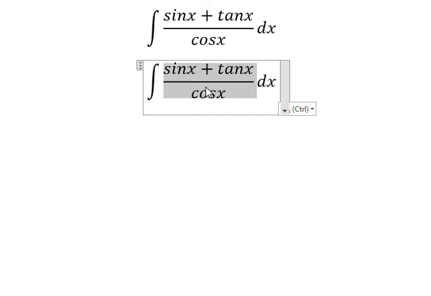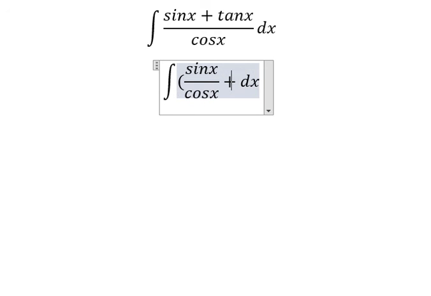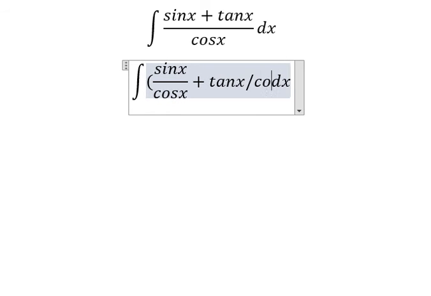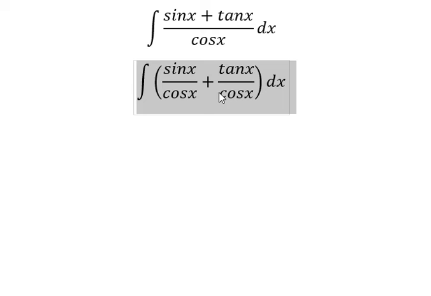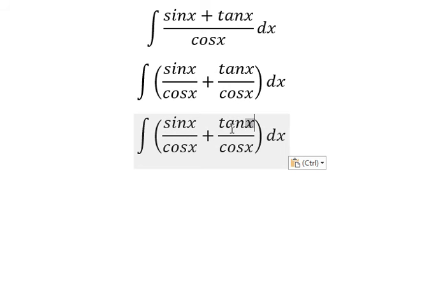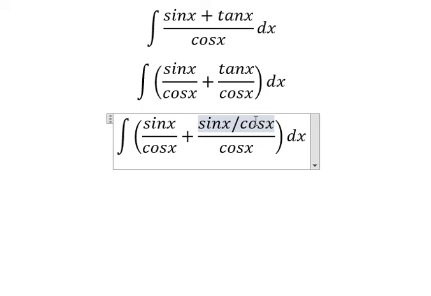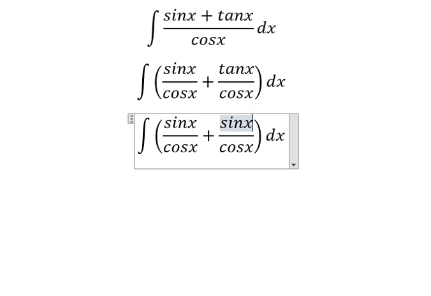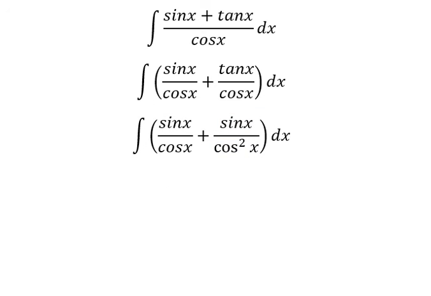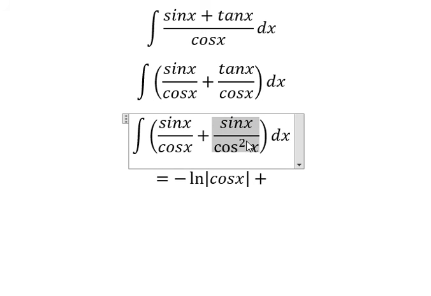For this one, I can put it into sin x over cosine x and tan x over cosine x. Next, tan x is sin x over cosine x. So I will put cosine x here, and you get cosine x squared. The integration of this one here gives negative ln of the absolute value of cosine x. Now I will concentrate on this one only.